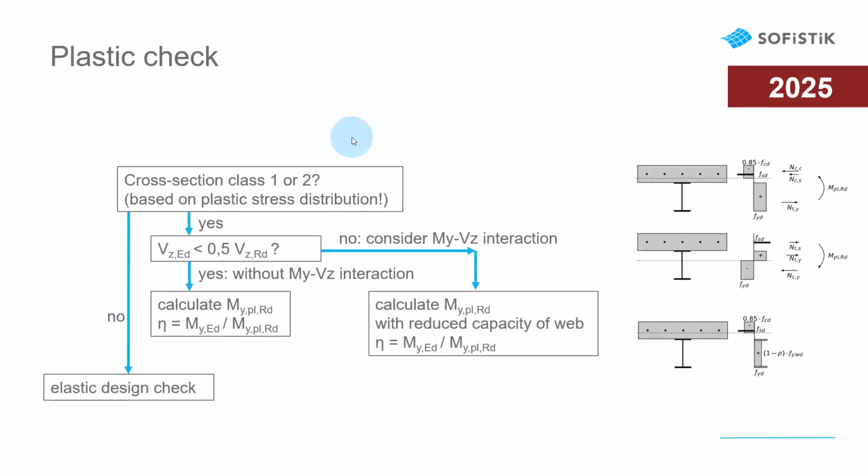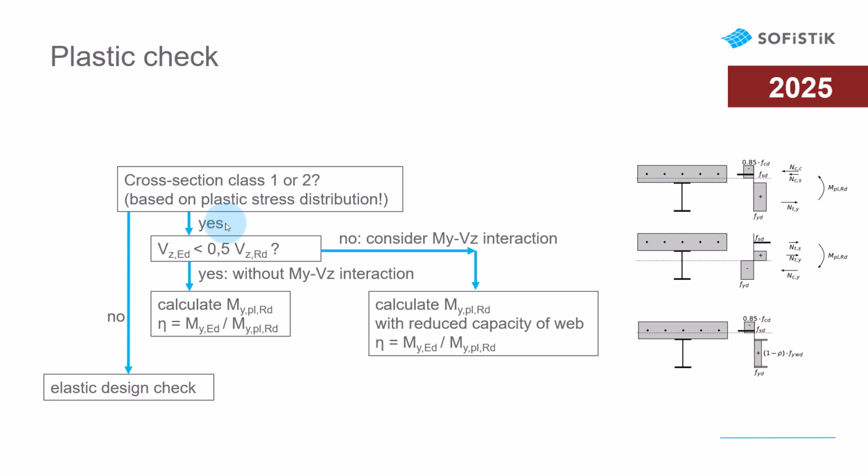Okay, so first, the plastic check. This is based on the plastic stress distribution in the cross-section. As you can see, this is sketched here, for example, for a positive or for a negative bending moment. Based on this plastic stress distribution, the cross-section is classified. If the section is in class 1 or 2, we can go for a plastic check. Else, we have to try an elastic check. But here we would like to go for the plastic one.